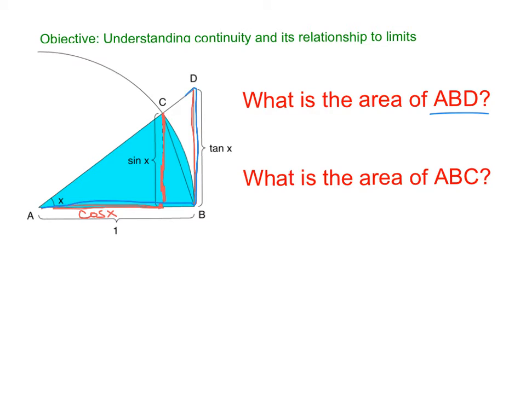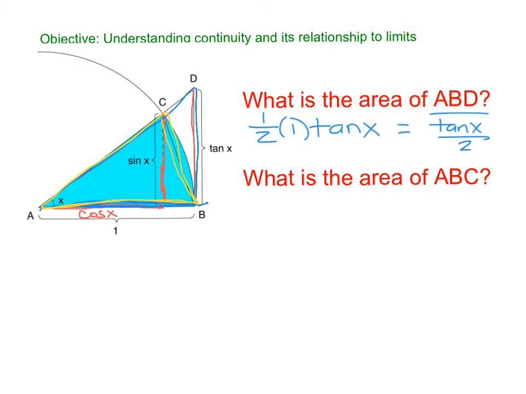So this triangle. Well, the area of a triangle is 1/2 base times height. What's the base of this triangle? It's a unit circle, so 1, and the height is tan. So that's tan x over 2. So the area of that big triangle is tan of x over 2. What is the area of ABC? So that's this smaller triangle. Sorry, my drawing is really bad.